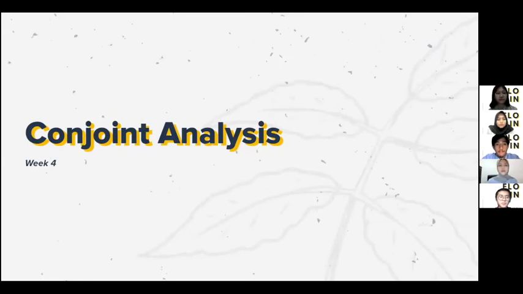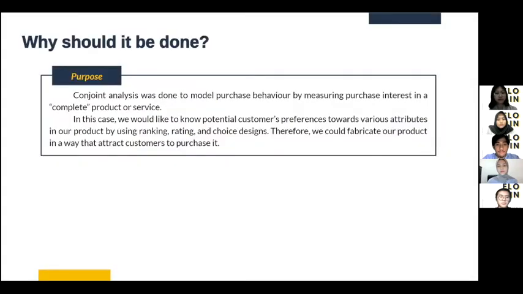Next, in week 4, we construct a conjoint analysis for our product. Conjoint analysis was done to model purchase behavior by measuring purchase interest in a complete product or service. In this case, we would like to know potential customers' preferences towards various attributes in our product by using ranking, rating, and choice designs. Therefore, we could fabricate our product in a way that attracts customers to purchase it.